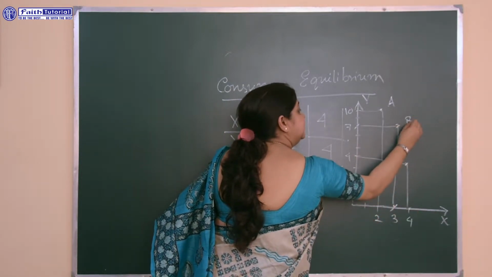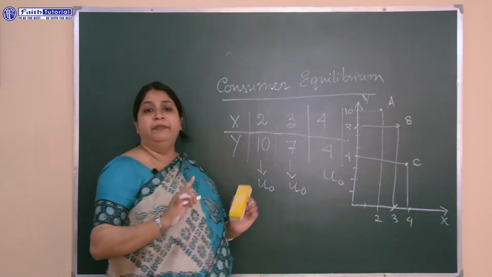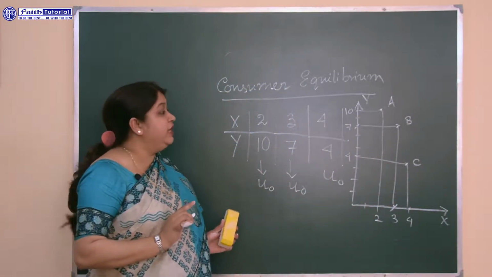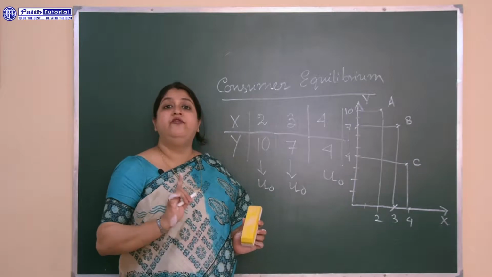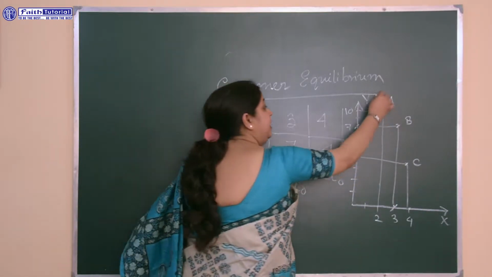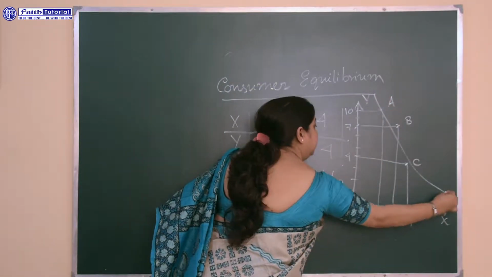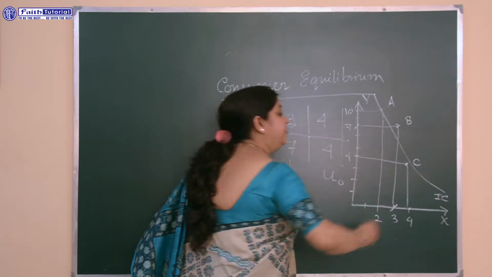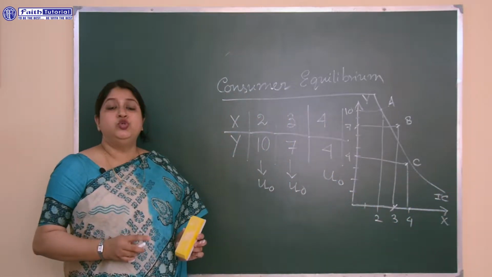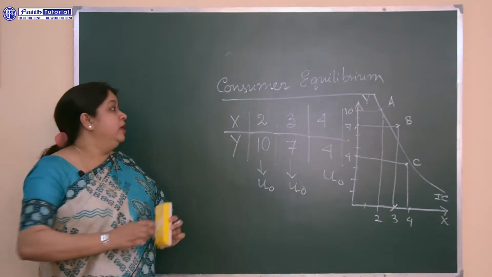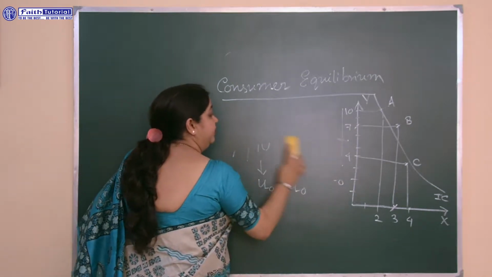So A, B, C are different combinations of X and Y which will give us the same level of utility. By joining these three points, we get the curve which is known as the indifference curve. So what is an indifference curve? Now let me define the indifference curve.